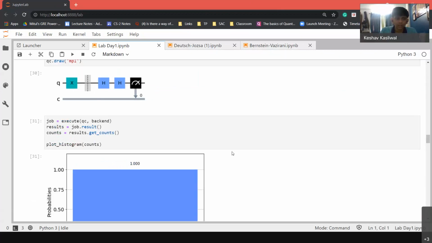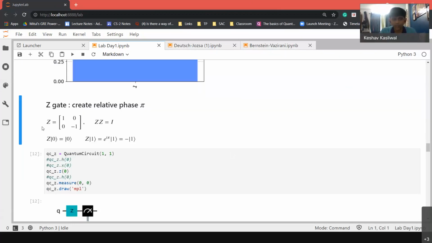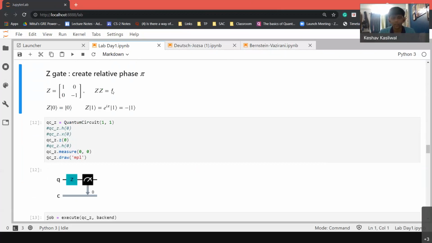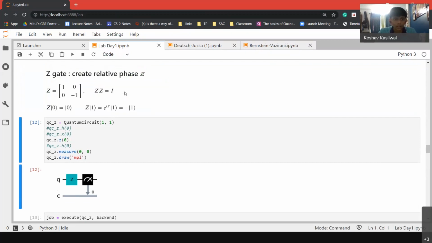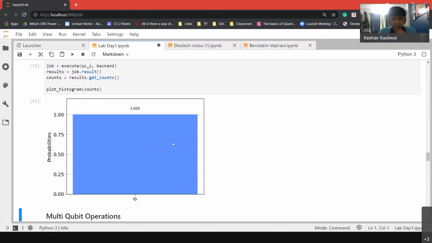So coming on to the Z-gate. The Z-gate does the same thing. Z of 0 gives a 0 state, and Z of 1 gives a -1 state. There is not much to explain here. Sorry, the code wasn't executing, okay. Yeah, now it's executed. I'll come back to your question, Nishit, sir, just a moment. I'll explain this and I'll come back for further questions.